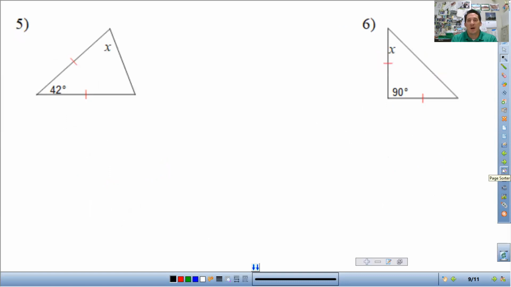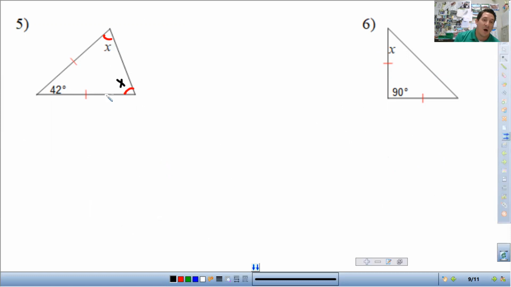Here, now a little bit different. We're given the vertex angle, and we want to find the base angle. So just remember that the base angles are congruent. These are the base angles. So if this angle is x, that means this angle is also x.